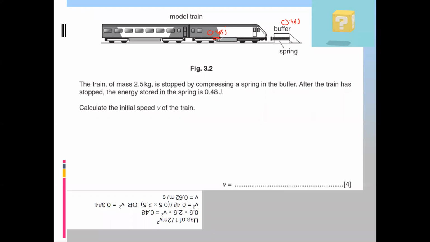We have to calculate the speed of the train. So how to calculate the speed of the train? As the train was moving.